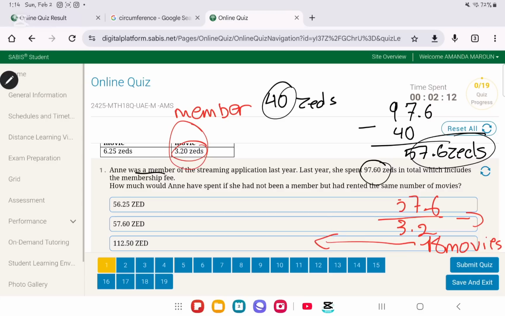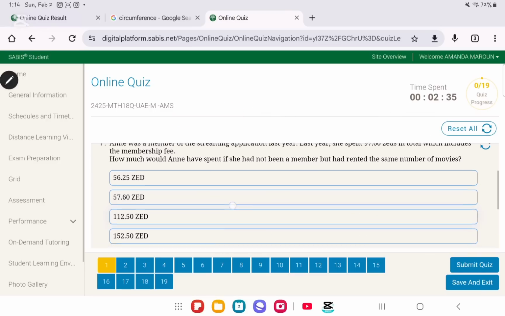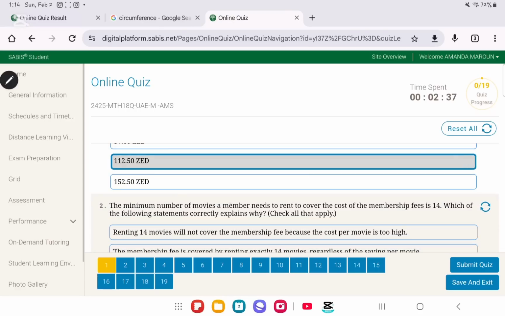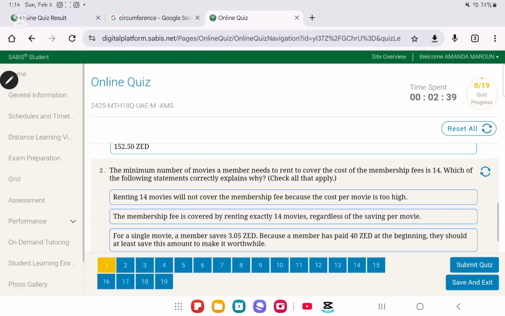Now, they're telling us if Anne was not a member, how much would she have paid? So 6.25 Zs per movie if you are not a member. So 18 movies times 6.25 Zs. If you do it on your calculator, you are gonna get an answer of 112.5. So Anne spent 112.50 Zs.